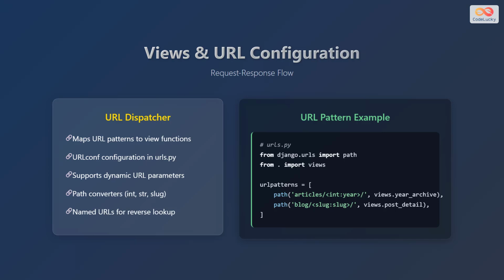In our example, we define URL patterns that capture dynamic segments. The articles/<int:year>/ pattern captures a year as an integer parameter, while blog/<slug:slug>/ captures a slug parameter. These parameters are automatically passed to the corresponding view functions, enabling dynamic content based on URL segments. This flexible routing system makes Django applications maintainable and SEO-friendly.